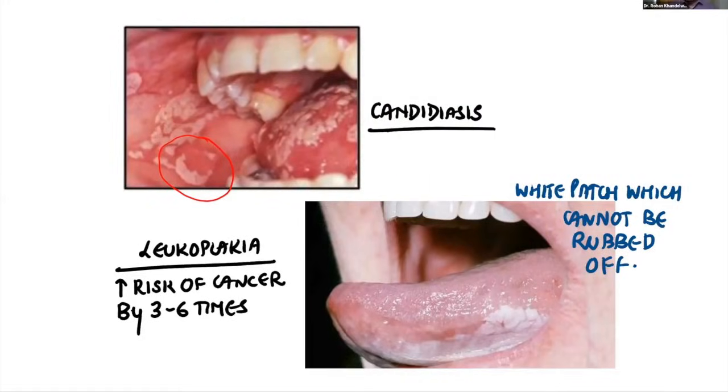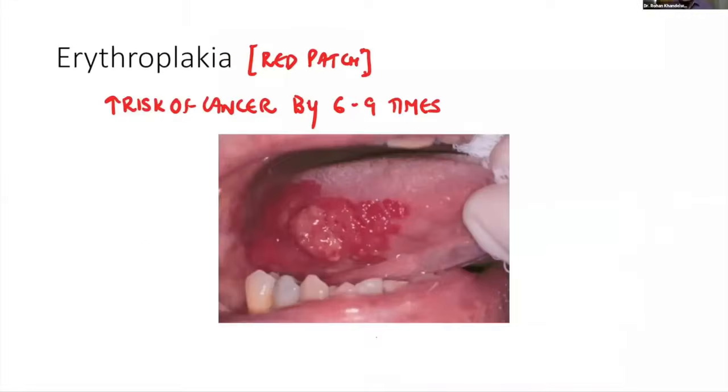Leukoplakic patches are white patches which cannot be rubbed off. You can see here this white patch which cannot be rubbed off, and it increases the risk of cancer by 3 to 6 times. This is erythroplakia, and erythroplakia is a red patch. This one is a proliferative varicose erythroplakia. It increases the risk of cancer by 6 to 9 times. Again, like leukoplakia, erythroplakia also cannot be rubbed off.